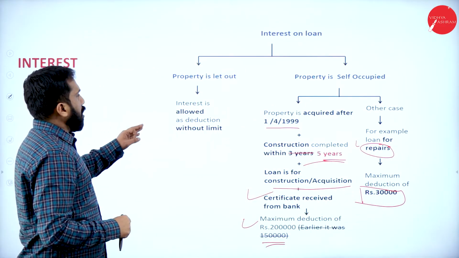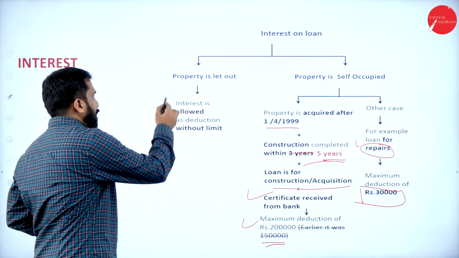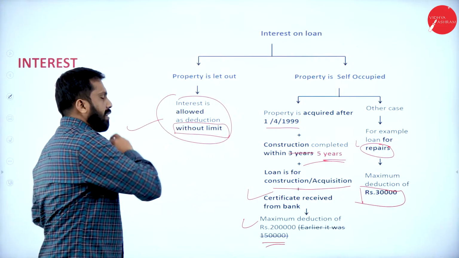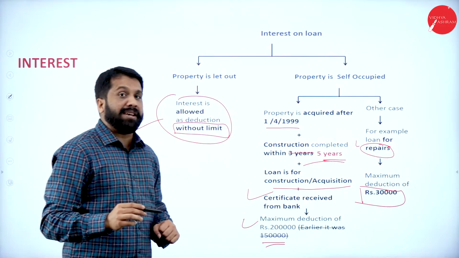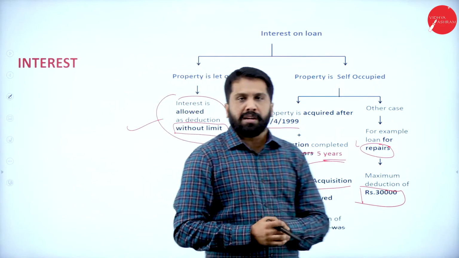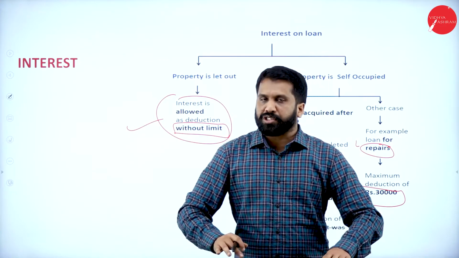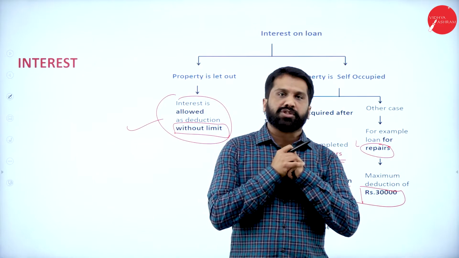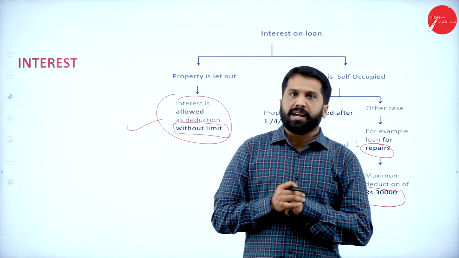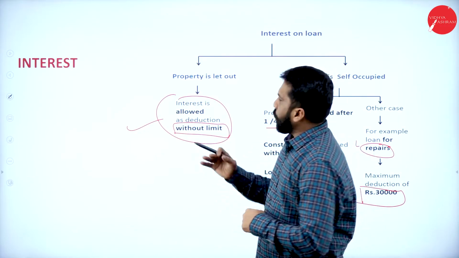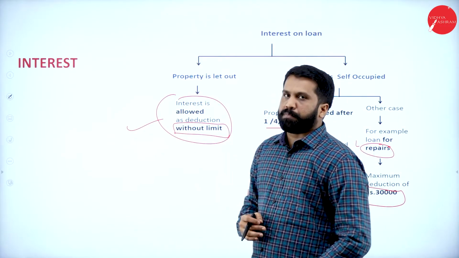Now, property is let out. If it is let out, interest is allowed without limit. Let out in the sense what? Given for rent. If the house is given for rent, no limit, no restriction, unlimited, you can claim it as a deduction. Clear? Yes. Now, this is all about your calculation actually. Now, we're done with your interest portion.